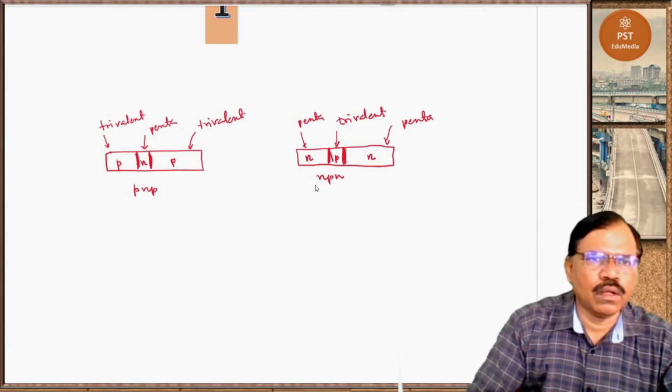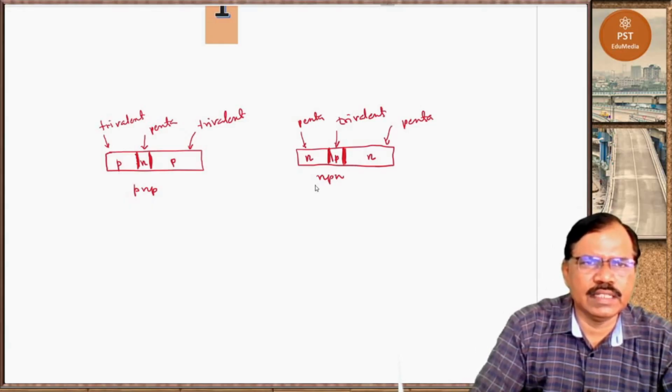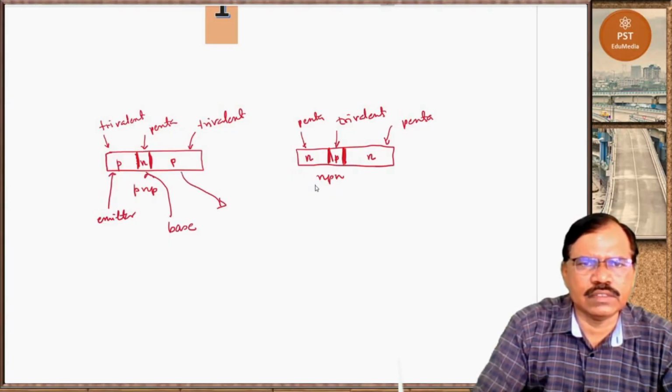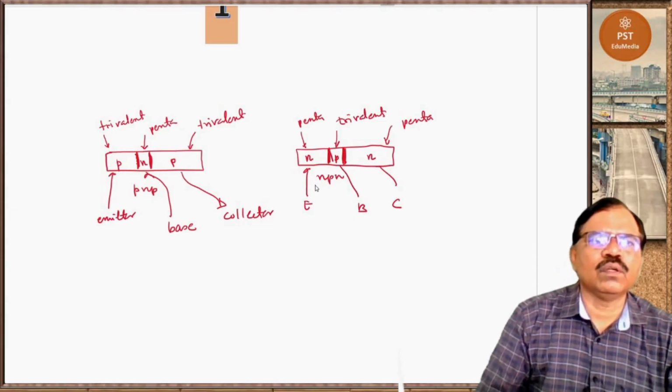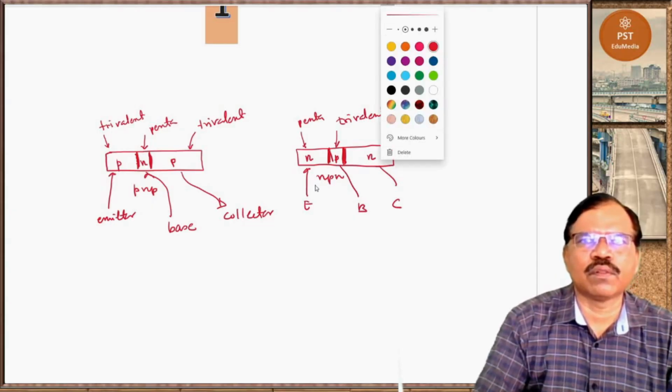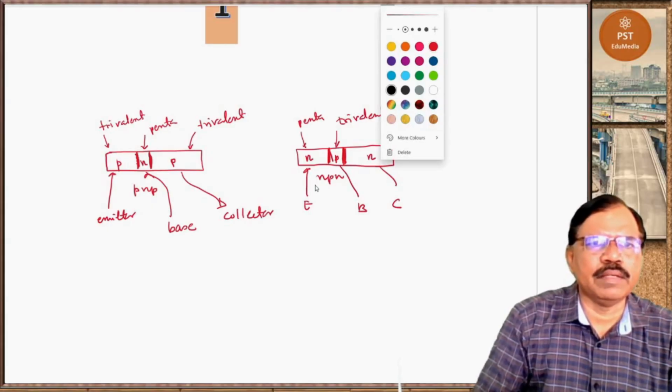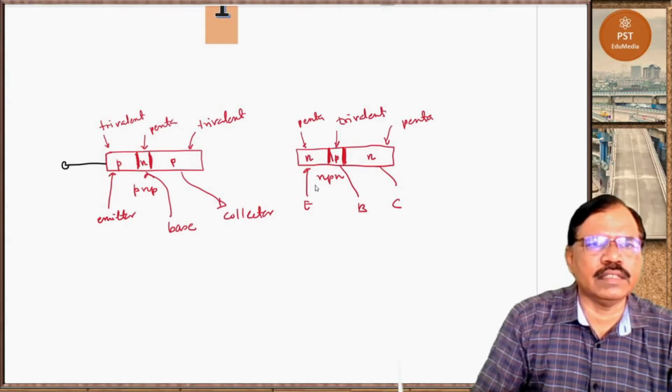Now out of these three regions, one region is called emitter. This middle region is called base, and this region is called collector. This is also emitter, base, and collector. So three terminals are taken out. One terminal is taken out from this region, second from this region, and third from this region.